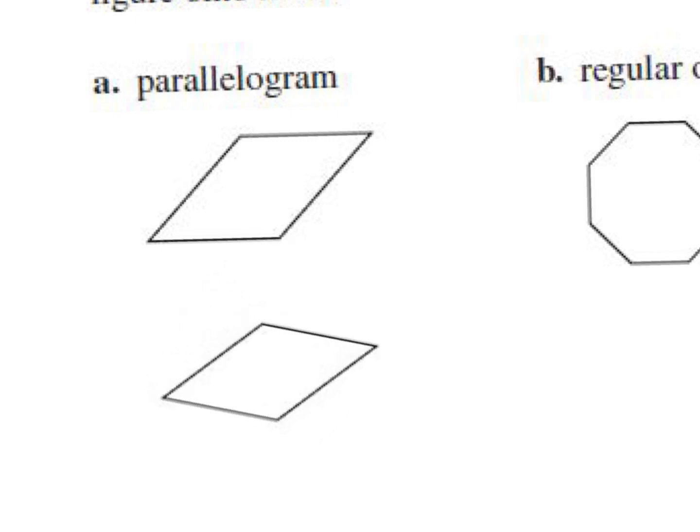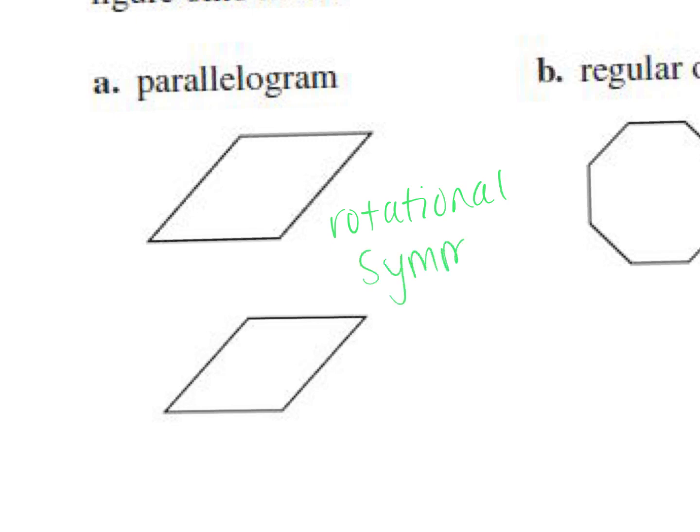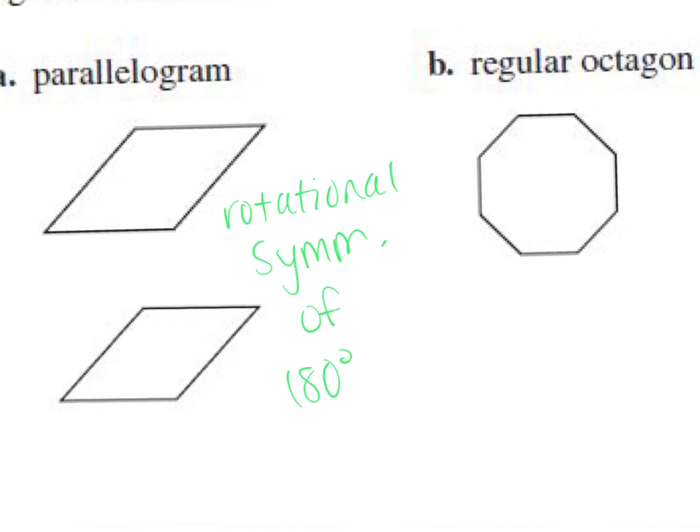Rotated another 90. How many degrees have I rotated it now? 180. Is it the same? So what's my rotational symmetry? It has rotational symmetry of 180 degrees. If we rotated it 360, would it also have rotational symmetry of 360? Yes, we don't include it though because 360 is larger than 180. What about an octagon?